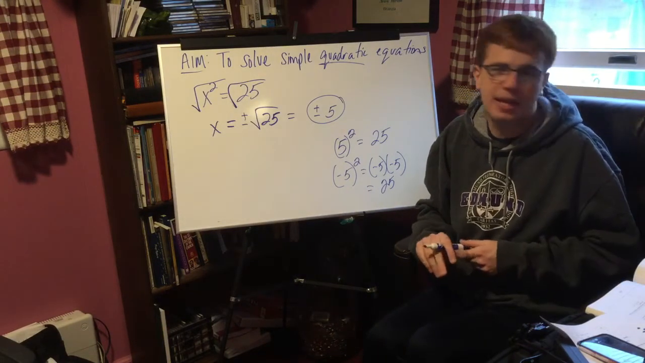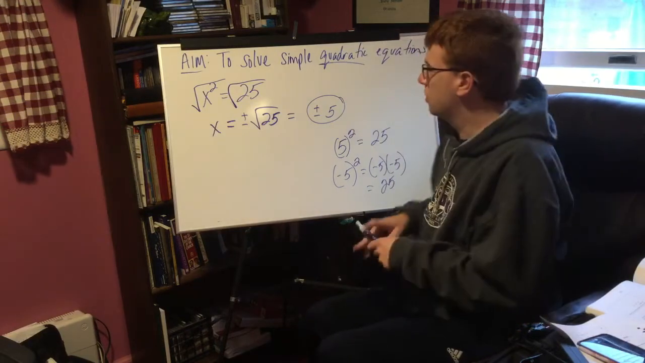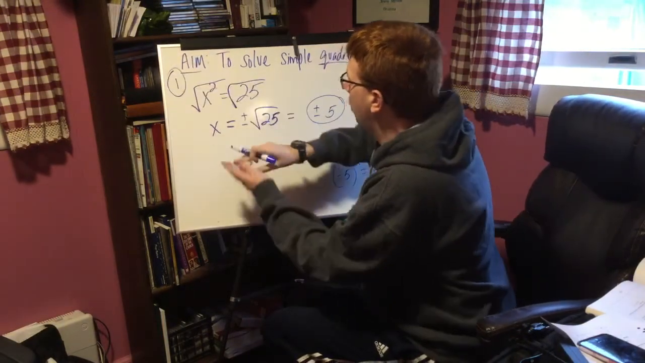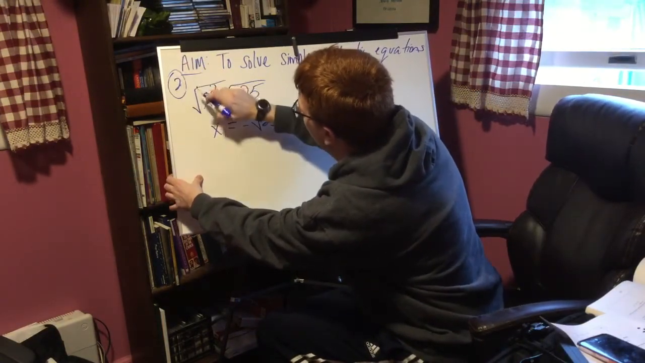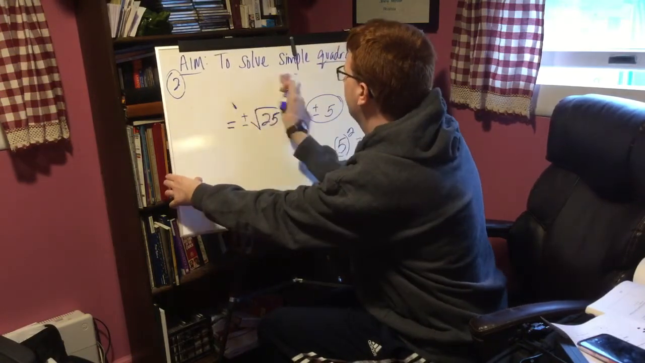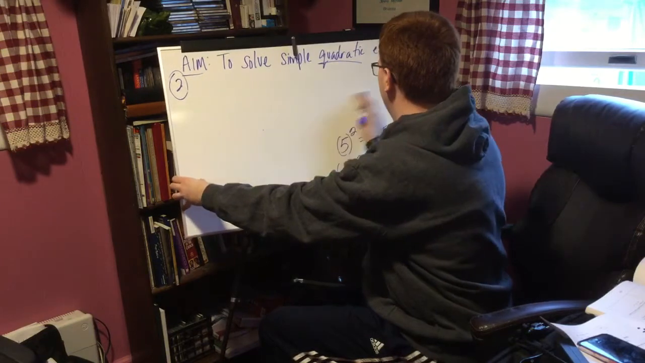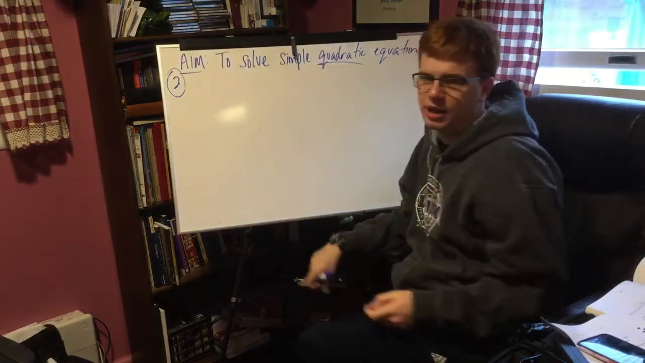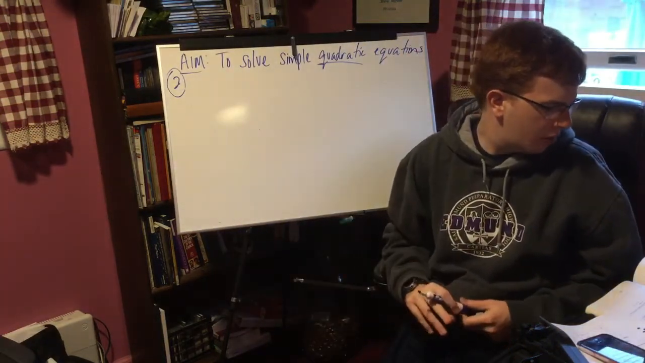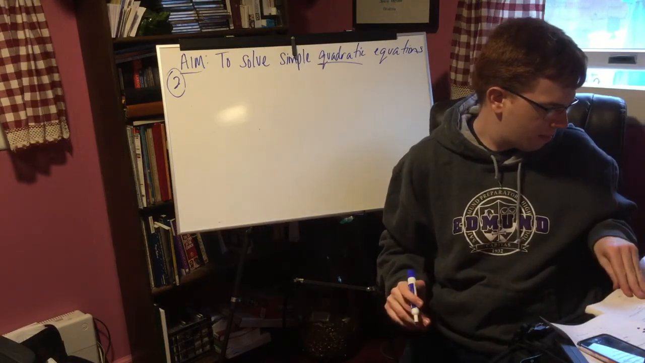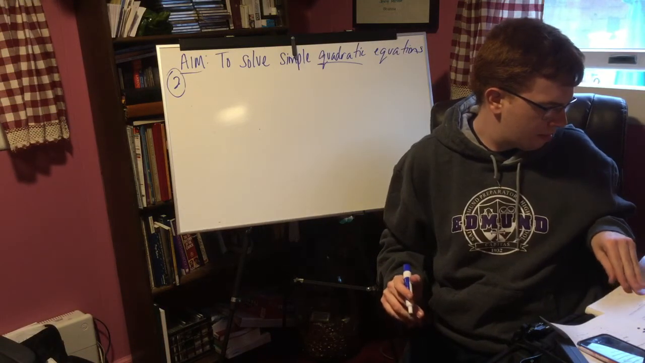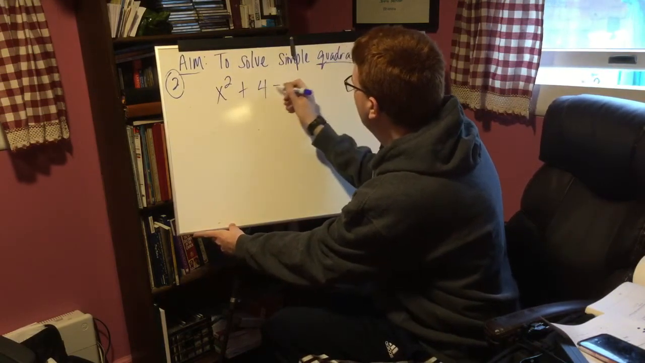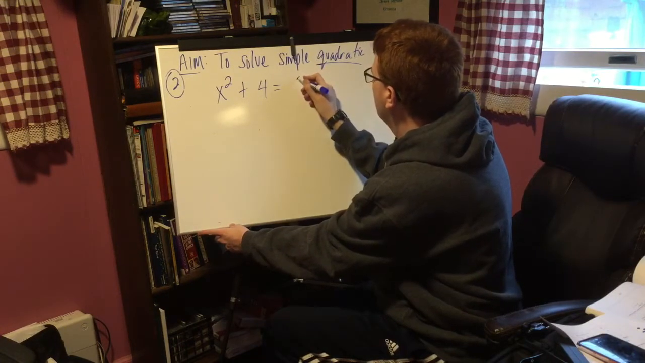That's one of the basic setup questions, and I'm going to introduce another one now. So we could label that as question 1, and now we're going to move on to 2. So now I'm going to give another quadratic equation that we're going to solve. x squared plus 4 is equal to 40.